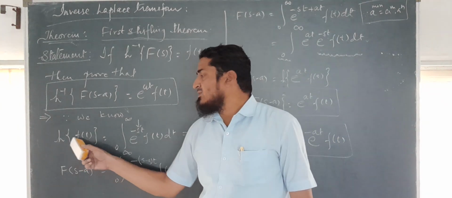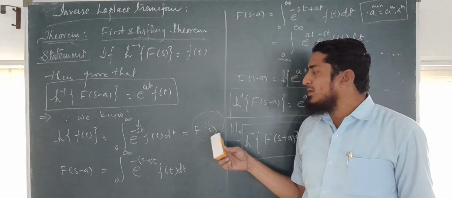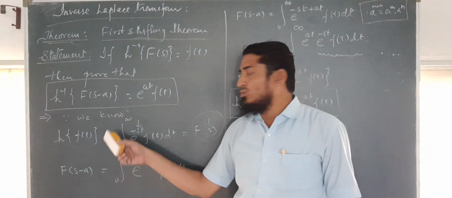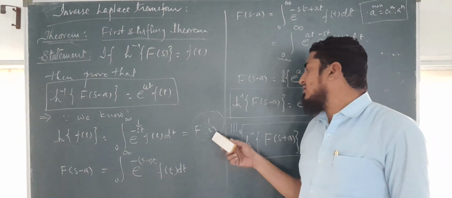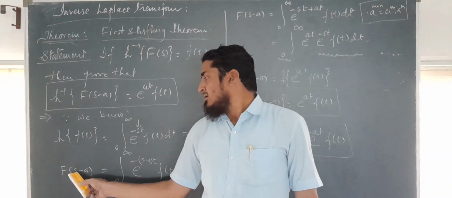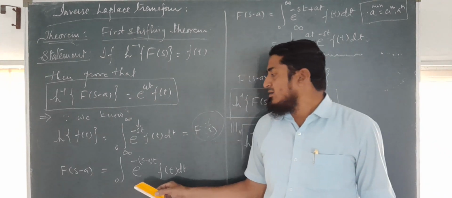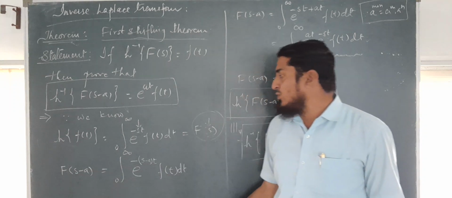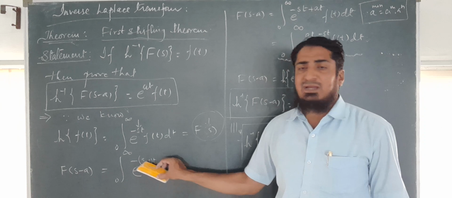After taking the Laplace transform of f of t, we will get the capital F of s, where s is the operator. Since we have F of s equal to integration from 0 to infinity e raised to minus st f of t dt, we replace s by s minus a. So F of s minus a is equal to integration from 0 to infinity, where s is replaced by s minus a. Wherever s is there, we have to replace it by s minus a.